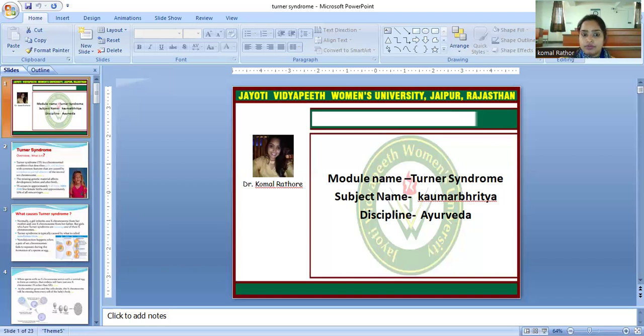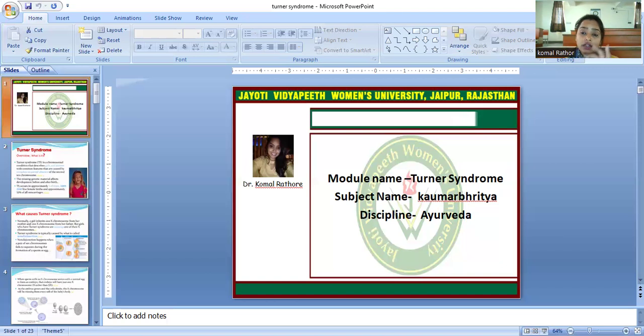When a sperm with no X chromosome unites with a normal egg to form an embryo, that embryo will have just one X chromosome rather than XX or XY. So as the embryo grows and cells divide, the X chromosome will be missing from every cell of the baby's body.